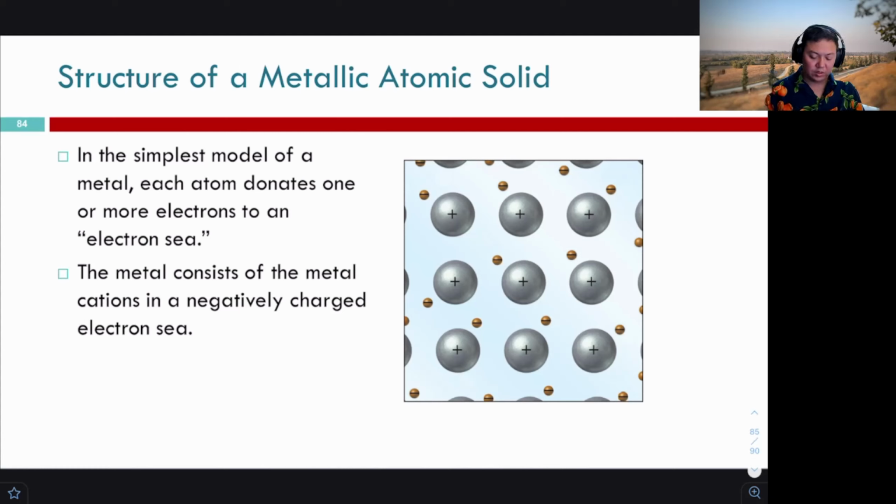So this is kind of what it's like. We have these positive metal atom nuclei in an electron sea. So depending on those metal atoms and those electrons, that's why we get so many different melting points.